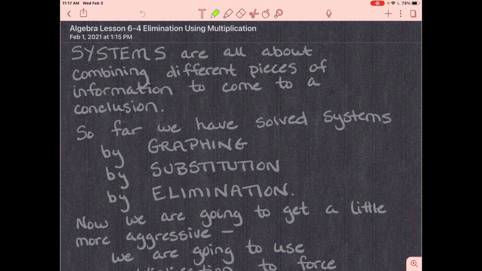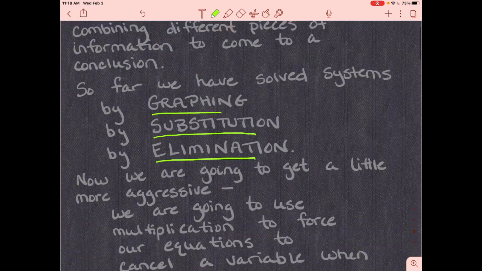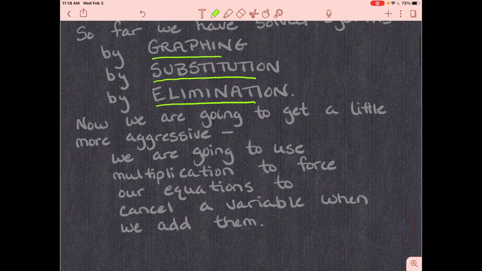And so far we have solved systems like this by graphing and looking at the lines and where they cross. We have used substitution, where we solve for one variable and plug something into the other equation and solve that way. And we have used elimination, where we add the two equations together and cancel out a variable. So now we're going to get a little more aggressive. We're going to use multiplication to force our equations to cancel a variable when we add them.